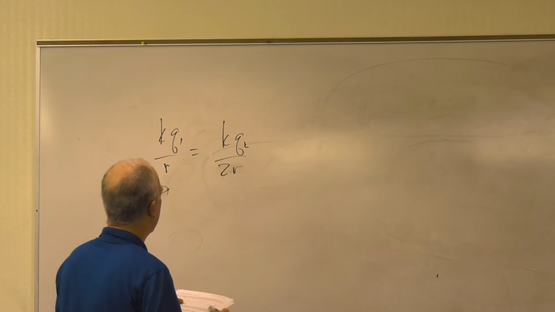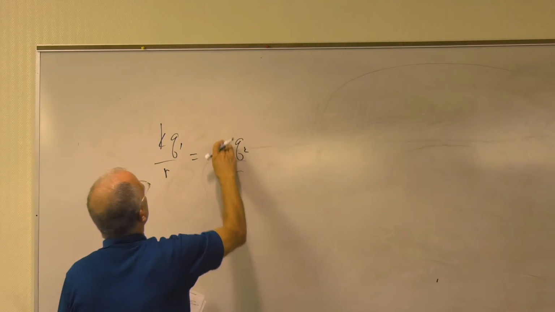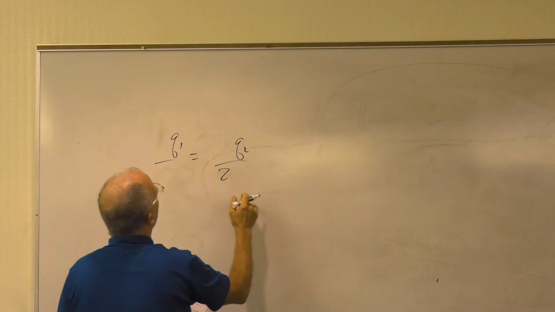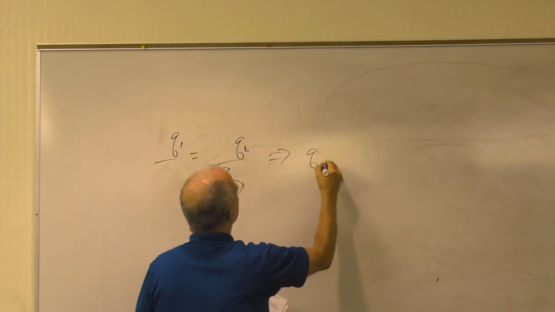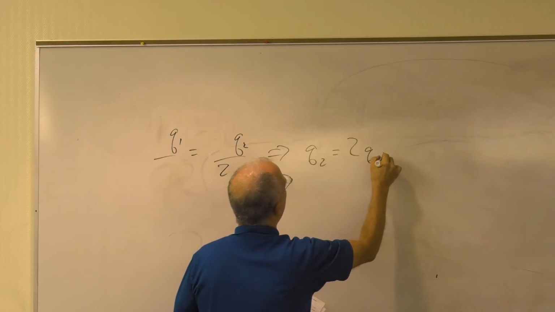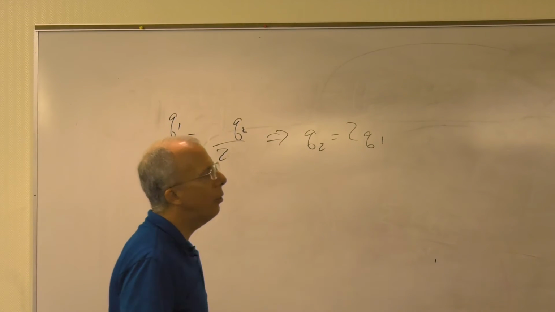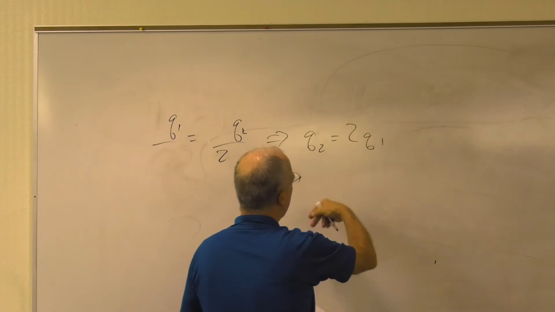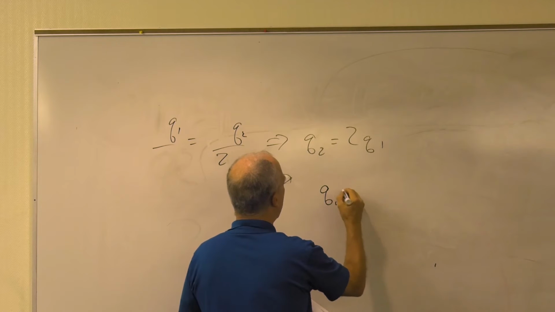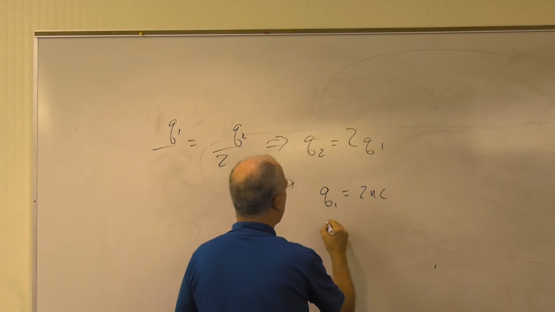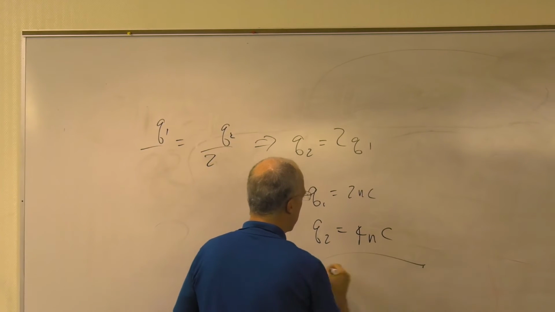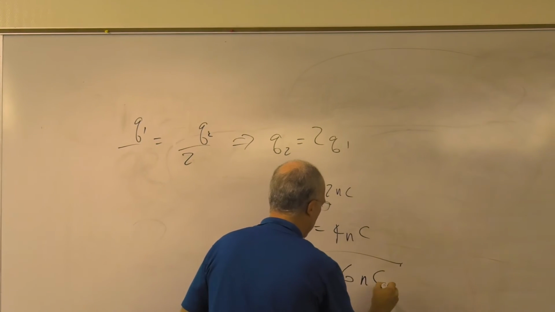Okay, so what does that mean? So get rid of the K's, get rid of the R's. So Q2 has to equal 2Q1. Now look, we only have 6 nanocoulombs to play with, right? So just figure it out. Basically Q1 is going to be 2 nanocoulombs, and Q2 is going to be twice that, 4 nanocoulombs. So we have a total of 6 nanocoulombs.